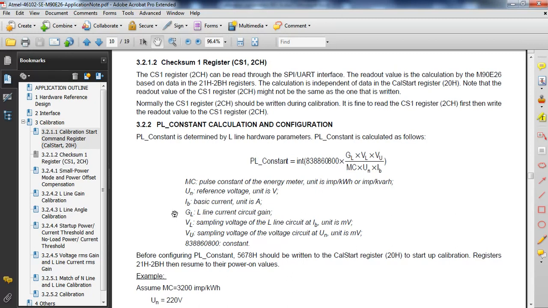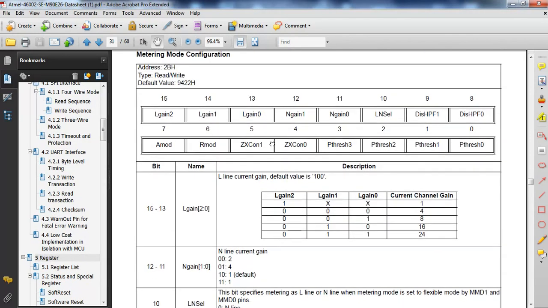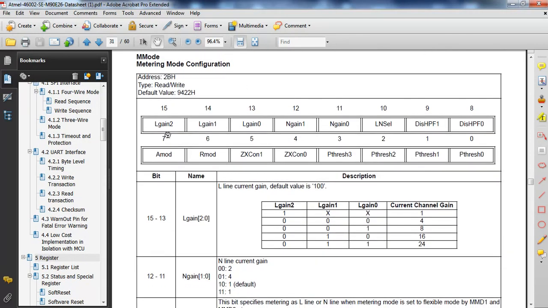GL, this is the line current gain of the input current circuit. This GL value should be the same value defined in the M-mode register. In the M-mode register, this is defined in bits 13, 14, and 15 as per this table. So if the input current value is low, you need to increase the input current gain depending on the value of the input.